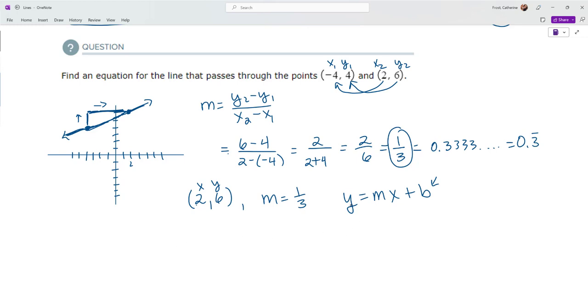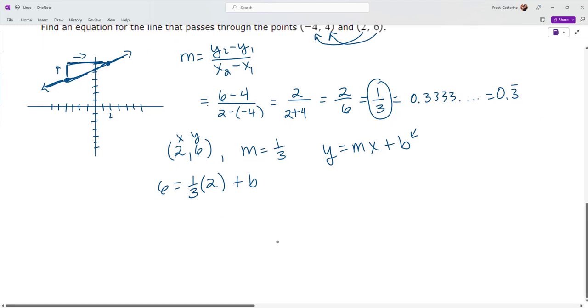So let me come over here. y is 6, m is 1/3, times x, which is 2, and then we don't know b. This is going to be pretty similar to how we did the previous one. Put the 2 over 1, and nothing cancels, so we end up with 6 equals 2/3 plus b. And we're going to subtract 2/3 from both sides.